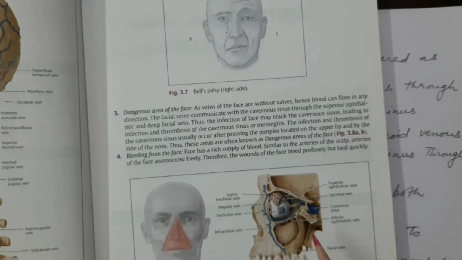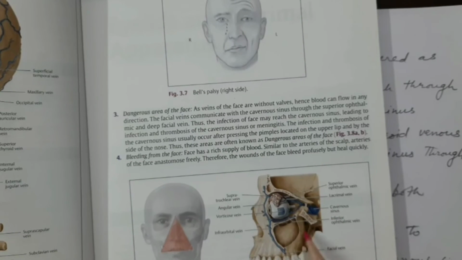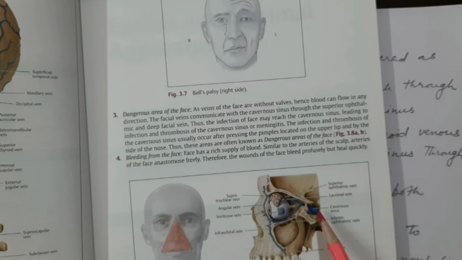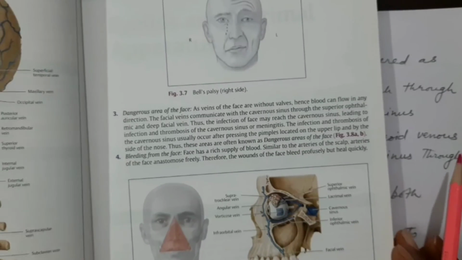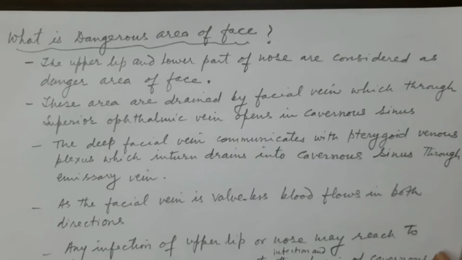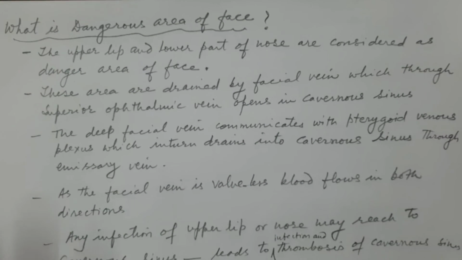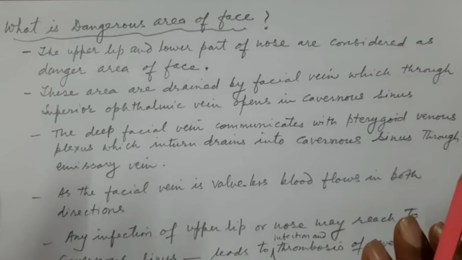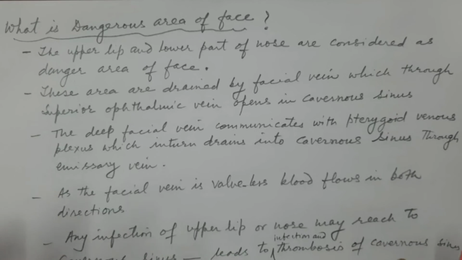So this will also, through the pterygoid venous plexus, which is not shown here, go through the emissary vein. This will also open into the cavernous sinus. So, I mean to say, this communication drains the skin of the face, especially of the lower lip, the upper lip and the lower part of the nose, into the cavernous sinus through the emissary vein.